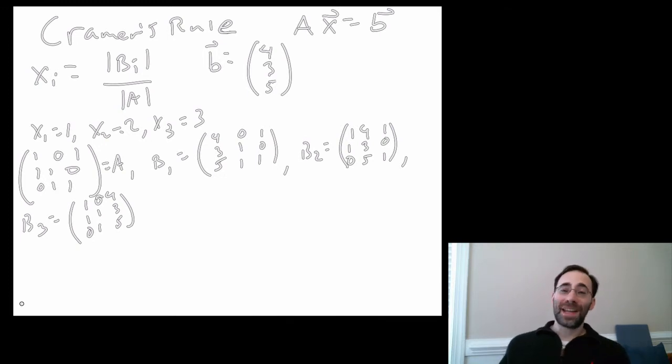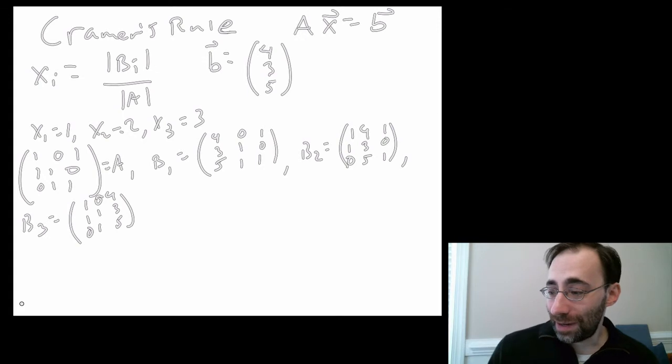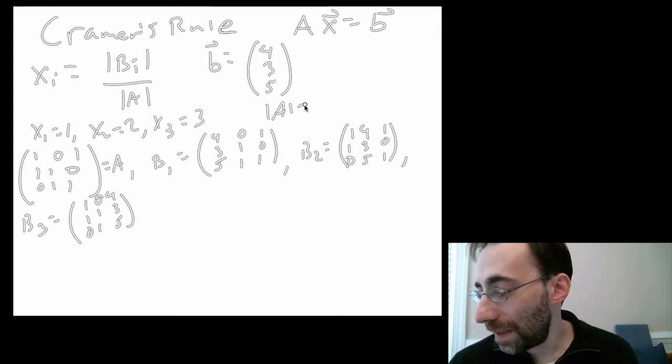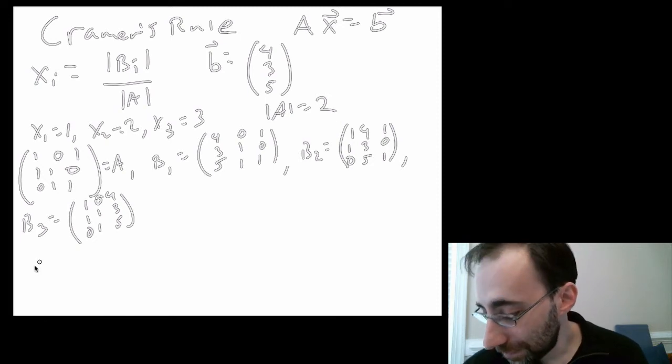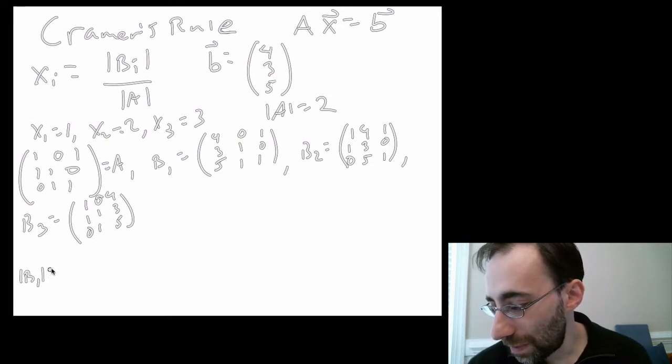Now luckily we did the same example in the previous module. So it turns out, and you can go back and check that one out if you want, the determinant of A equals 2. So we're done there. How about b? B1. Determinant of B1 is what?